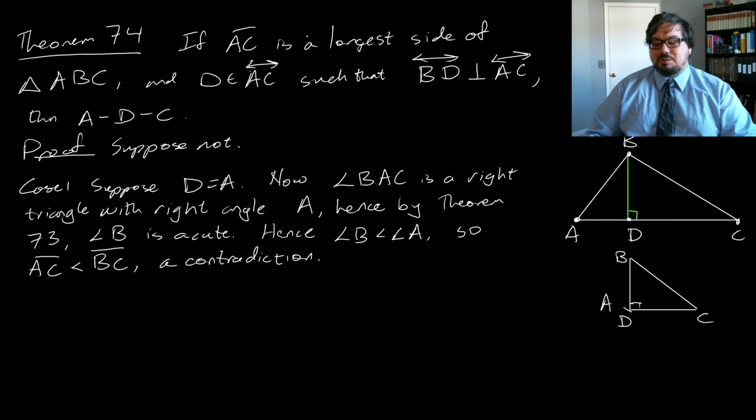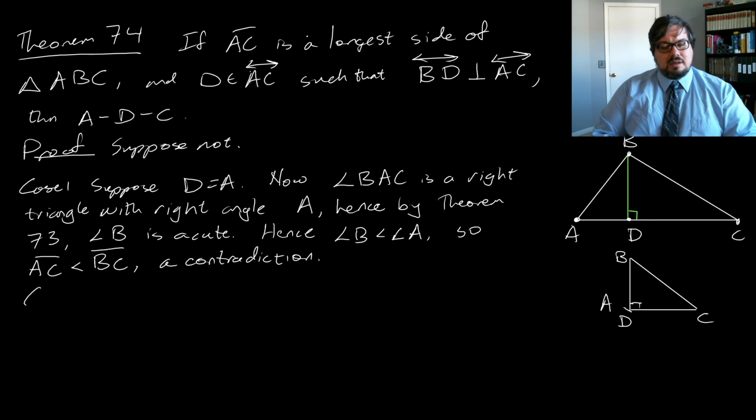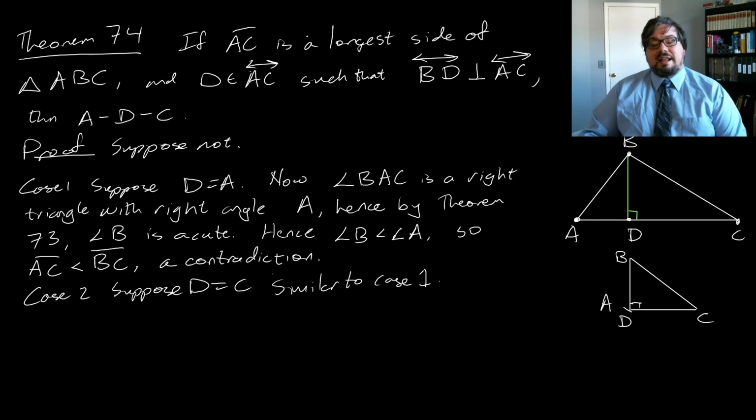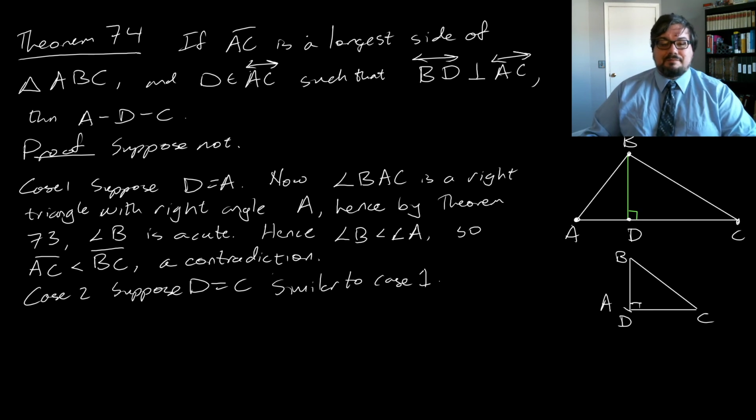So if D is actually equal to A, then we get this right triangle, which means that AC is no longer the longest side, because the hypotenuse of a right triangle is always the longest side. So case 2, suppose D equals C. This is similar to case 1. If that's the case, then we still have a right triangle. The right triangle is at C rather than at A, but the segment AC is still not the longest side, a contradiction.